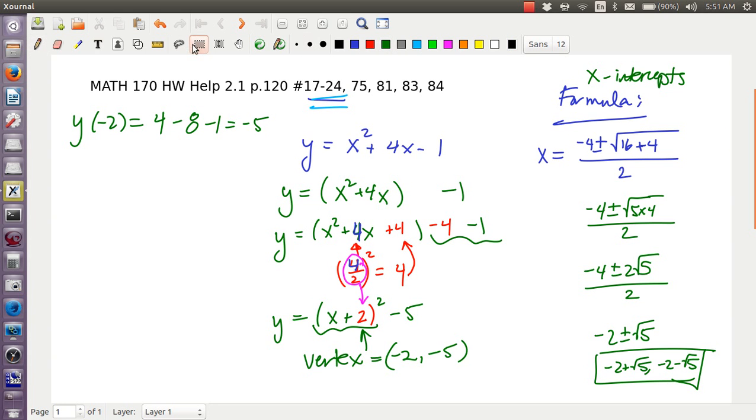Details, details, details. Okay, so that's the vertex, and they want to know the axis of symmetry. That's easy. The axis of symmetry is always going to be an x equals, and it's just going to be this. So if you have the vertex, the axis of symmetry is really a cinch. What else do they ask? It says, and x-intercepts. So there you go. There's the whole question. Okay, so let me do another one.